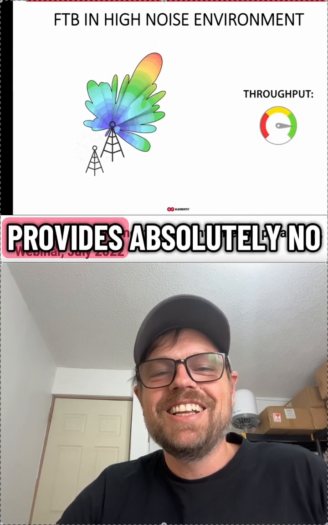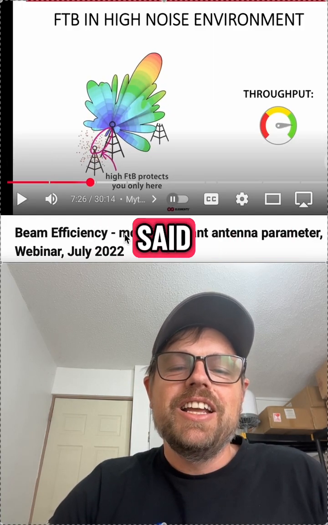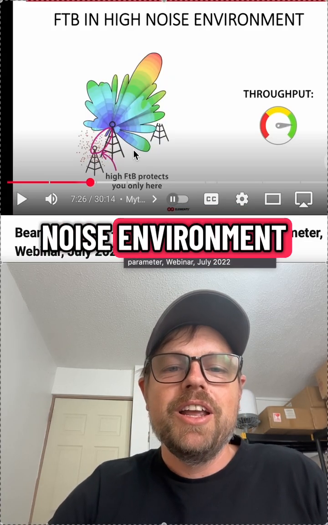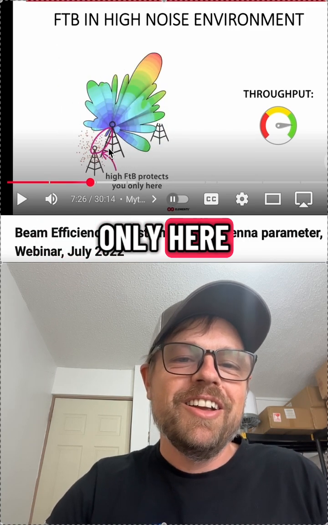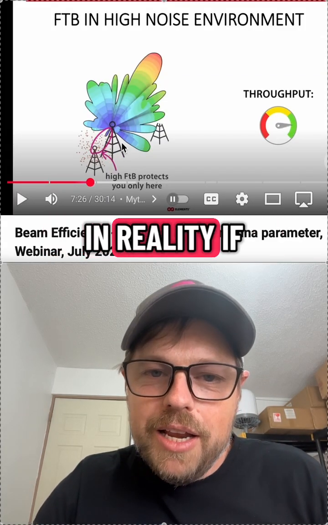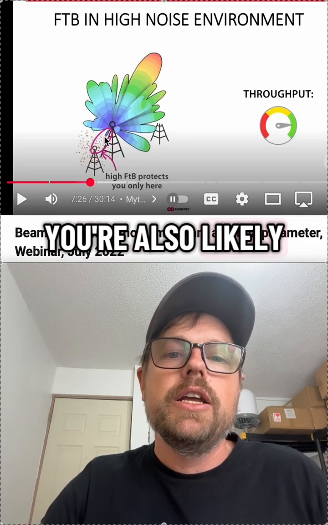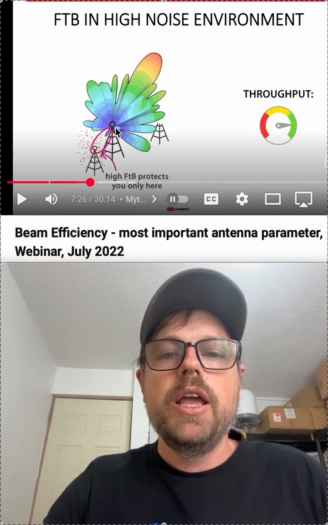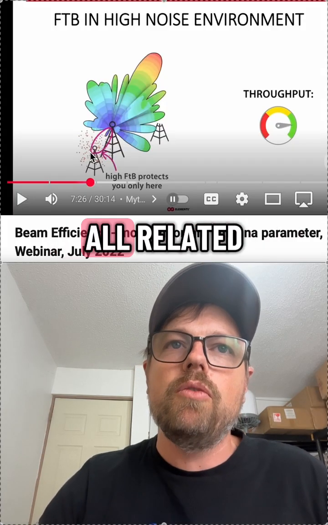High front to back ratio provides absolutely no protection in a high noise environment. So he just said front to back ratio provides you absolutely no protection in a high noise environment. And then on the slide here, it says a high front to back ratio protects you only here. Which is it, no protection, or is it only protecting you in this way? In reality, if you have a good front to back ratio, then you're also likely to have a high quality antenna with lower side lobes as well. This is not an and-or situation; these things are all related.